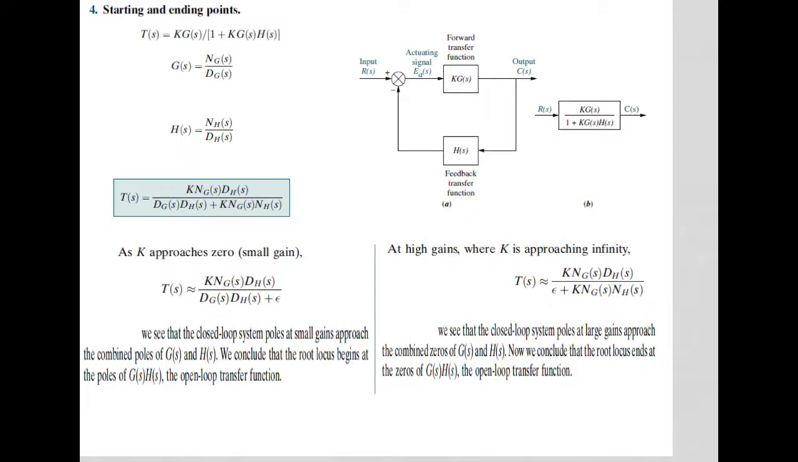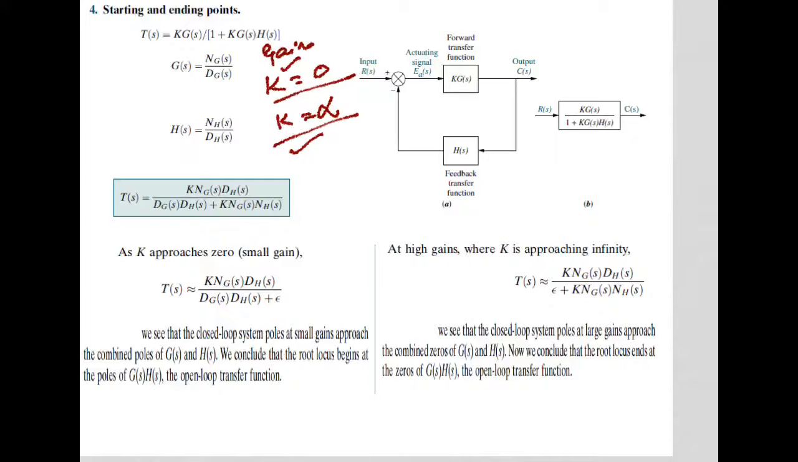Now come to the fourth point, that is the starting and the ending point. The importance of this point is that we want to know where the root locus begins, that is at k equals 0, and where it ends, that is at k equals infinity, which is infinite gain in this case.